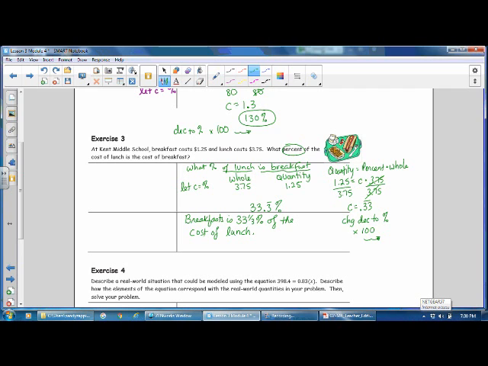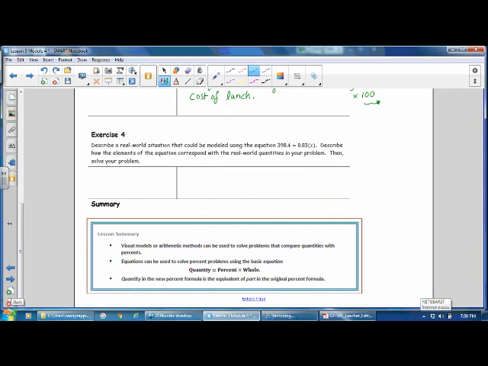All right, so let's go down to our summary. In this lesson, you have learned visual models or arithmetic models can be used to solve problems that compare quantities with percents. Equations can be used to solve percent problems using the basic equation, quantity equals percent times whole. Quantity in the new percent formula is the equivalent of part in the original percent formula. And again, the reason that we changed the word part to quantity is because part implies that it is smaller than the whole, and our quantity is not always smaller than the whole.